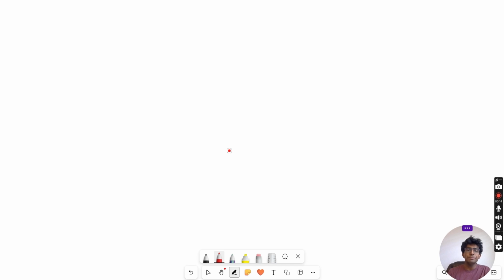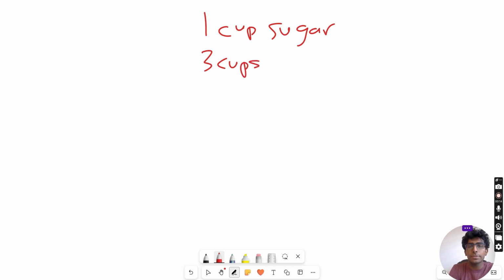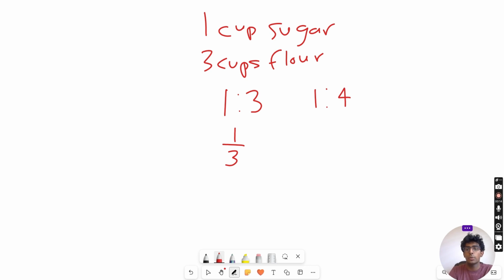So for example, let's say we have a recipe that calls for 1 cup of sugar for every 3 cups of flour. We can write this ratio as 1:3. This colon means "is to," or it can be 1/3. Both work as well, but this is a ratio. We're comparing a part to a part. Or we could do 1 cup sugar to 4 cups of sugar and flour, or we can write it as 1/4. So these are examples of ratios.